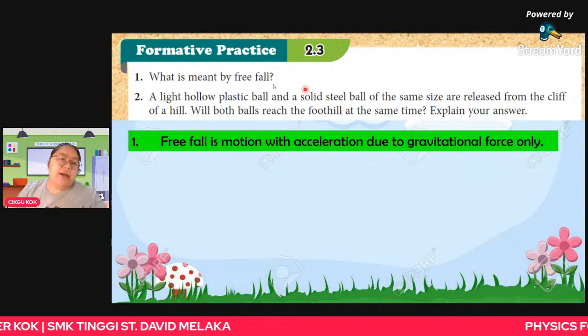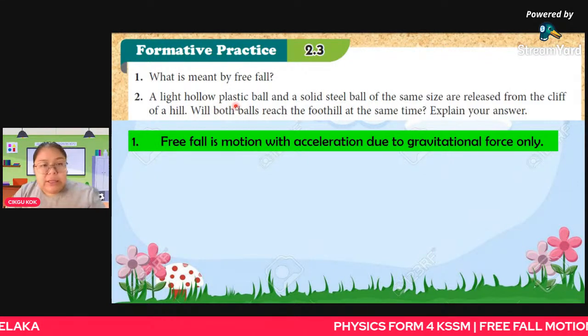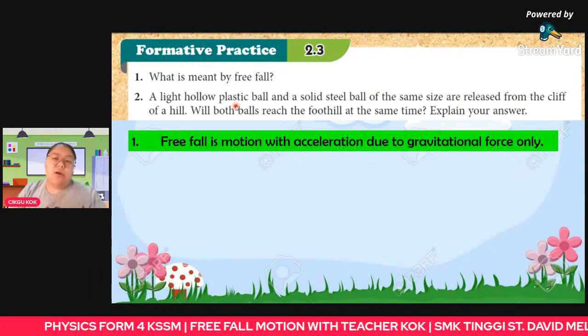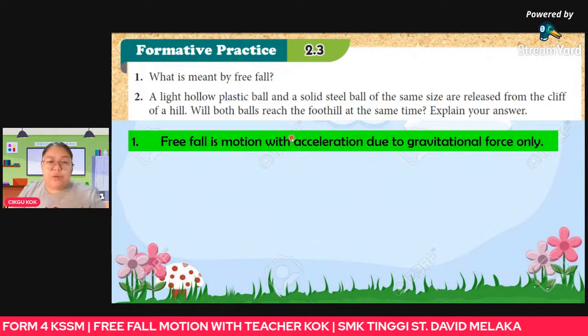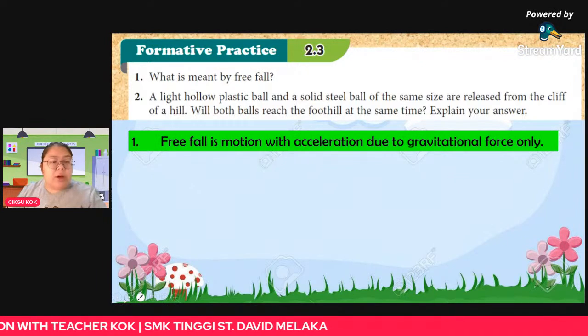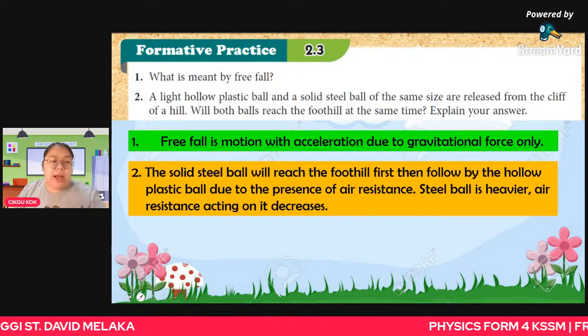They're still inside the cliff of the hill. After that, another one, the light hollow plastic. Hollow plastic is very light, is it? Lighter means they will be disturbed by the wind. So the question asks, will both of them reach the foothill at the same time? From here, we need to talk about the perfect one. Okay, the answer is no.